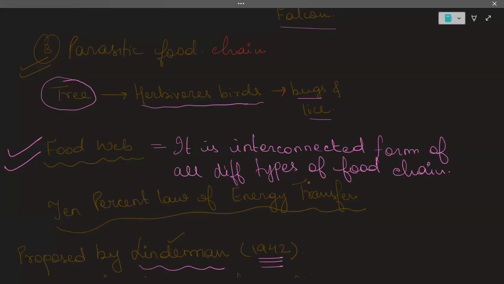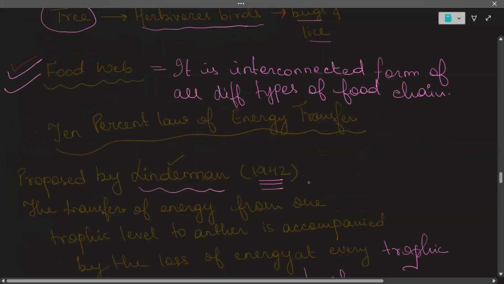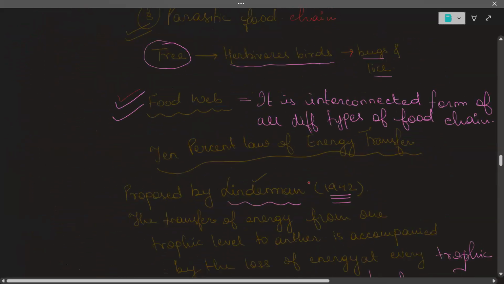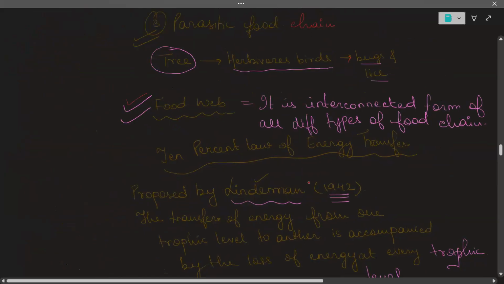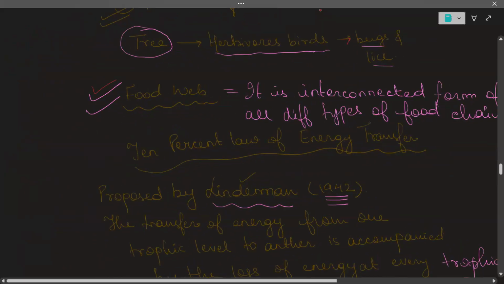If anyone asks you which one is more practical, food chain or food web, always say food web is more practical. Any doubts up until now? Then comes the 10% law of energy transfer.